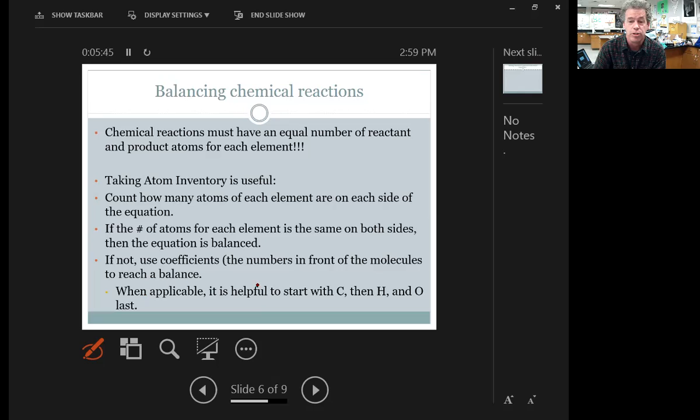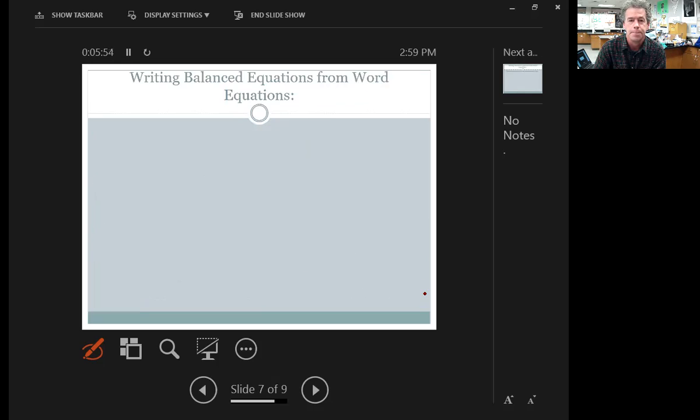In some cases, we're doing chemical reactions with carbon, hydrogen, and oxygen. Do oxygen last in that situation. It just makes the balance easier. So the general format for writing balanced equations is: write the reactants on the left side, connect with a plus sign.